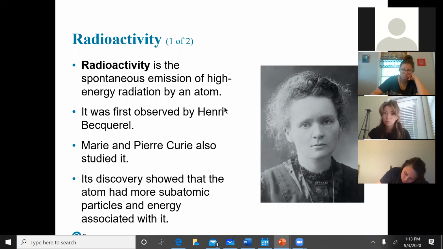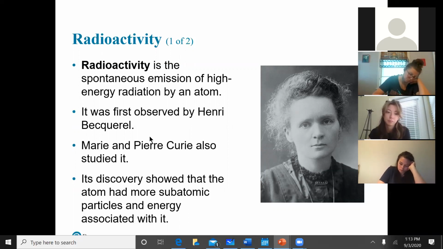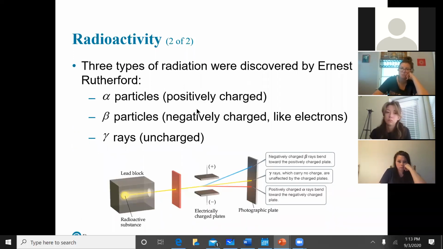It was first discovered by a man, but Marie Curie was a big component of the discovery of radioactivity. There's actually a movie coming out about her. And its discovery showed that the atom has more subatomic particles and energy associated with it. So when we saw the properties of radioactivity, that there was this emission of different types of smaller particles, we knew that the atom couldn't just be some solid, inert material, that it had to have more going on than that. So as far as radioactivity is concerned, there are three types of radiation.